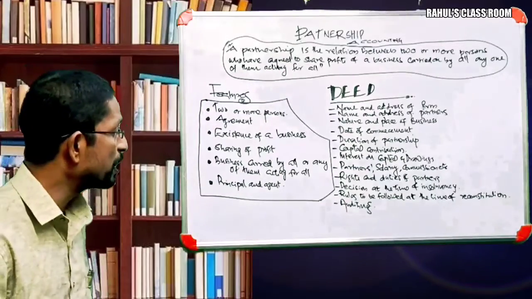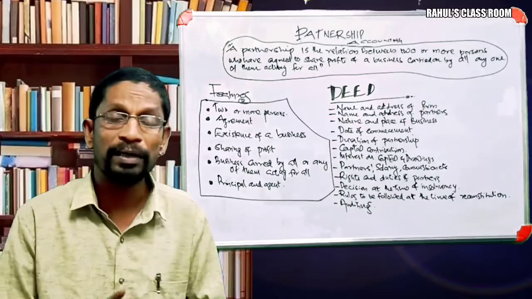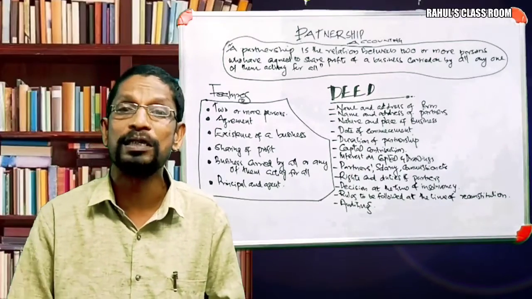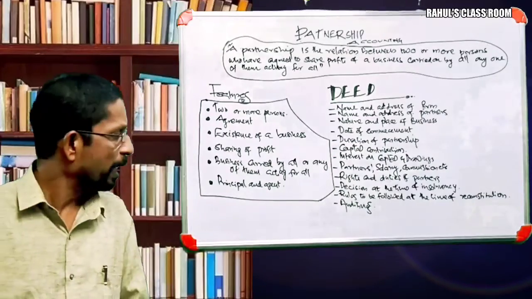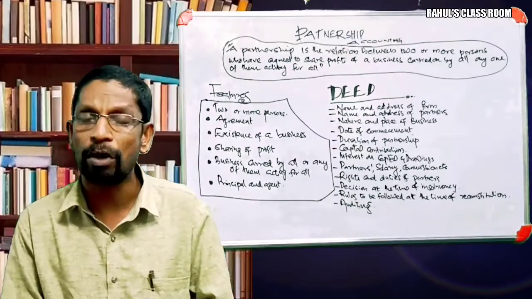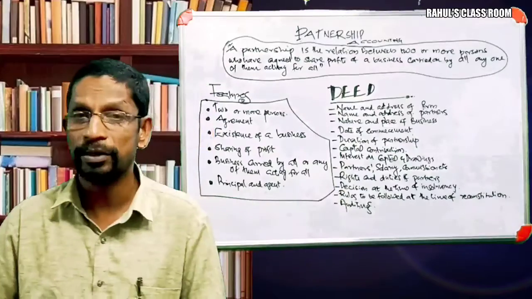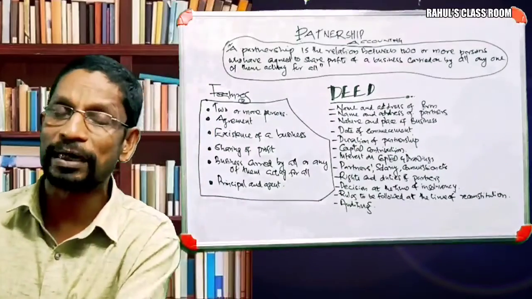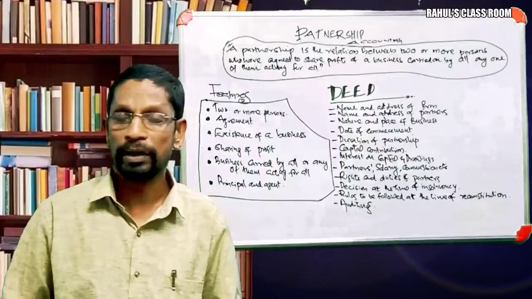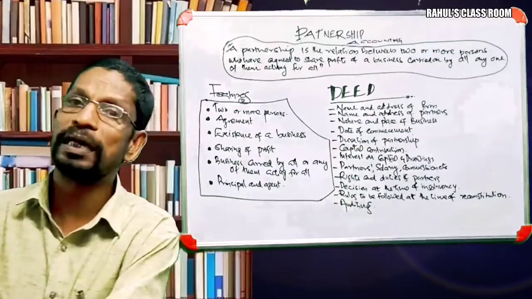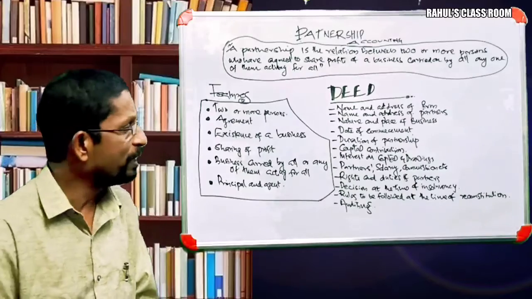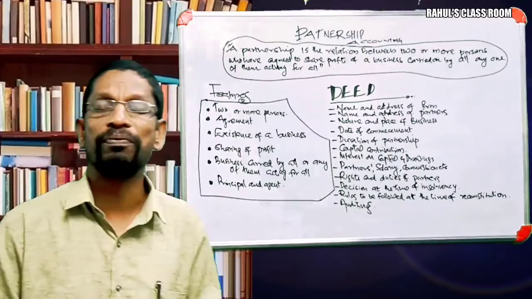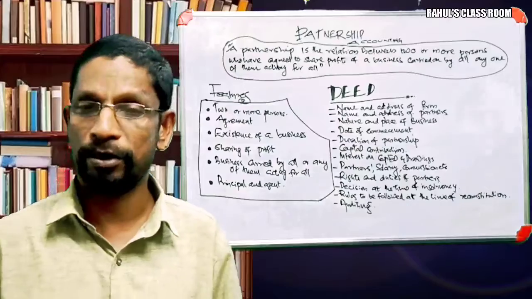Then similar next one, principal and agent. The partners are mutually acting as principal and agent. That means an agent is doing some business on behalf of other partners, or a person is doing the business activity on behalf of others. In such a case, that particular person is an agent and the others are acting as the principal. Okay, so these are the important features of a partnership organization.